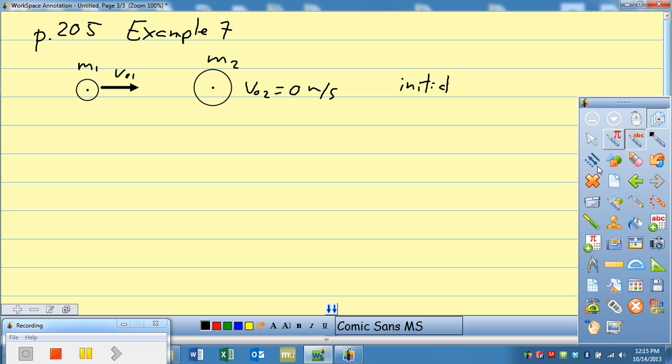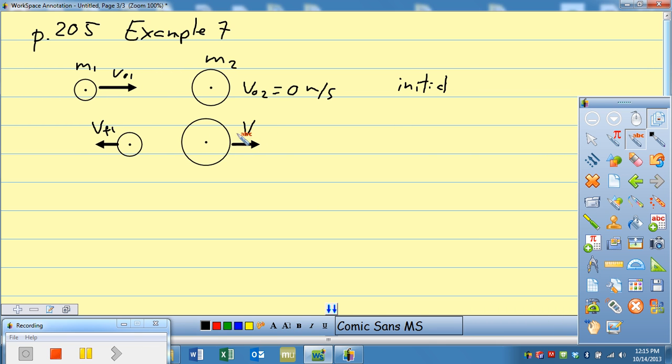Then we have our final situation. In our final situation, we've got the small ball and the large ball, and in this case they're both moving. The large ball is moving to the right, and the small ball is moving to the left. So here we have V final 1 and V final 2.